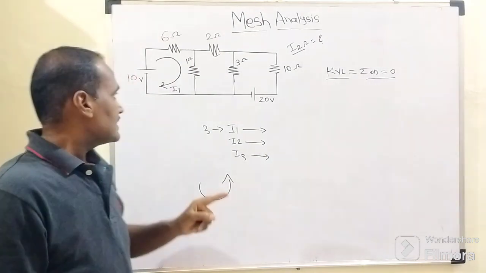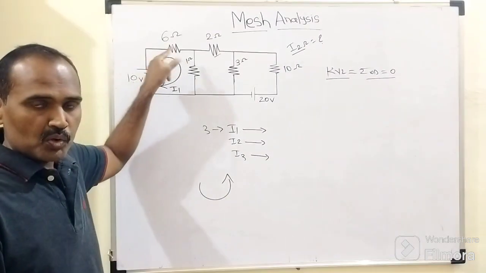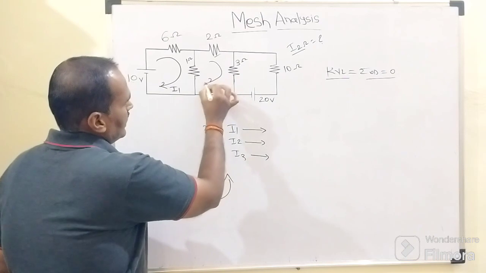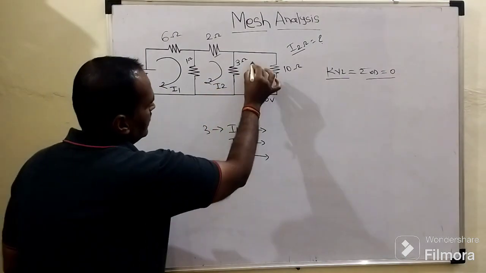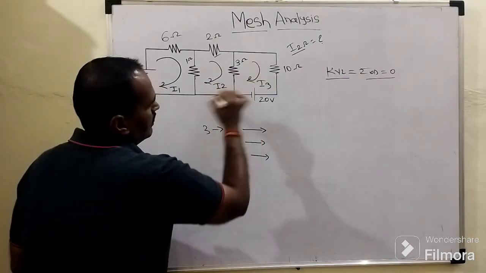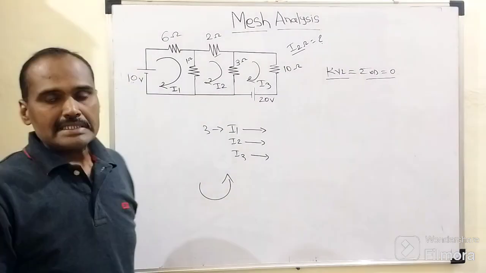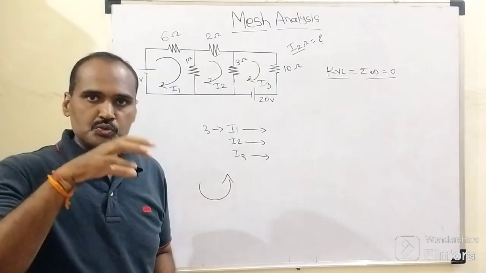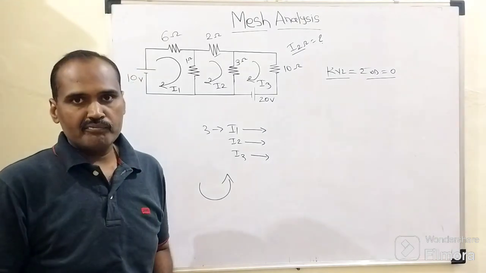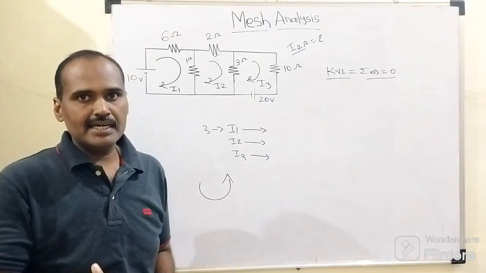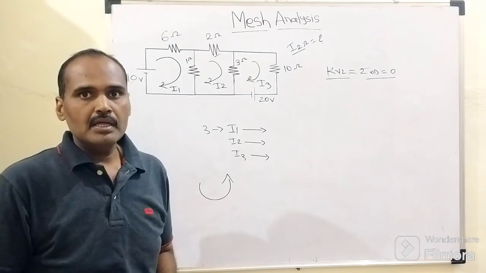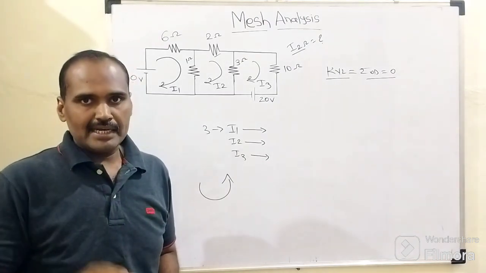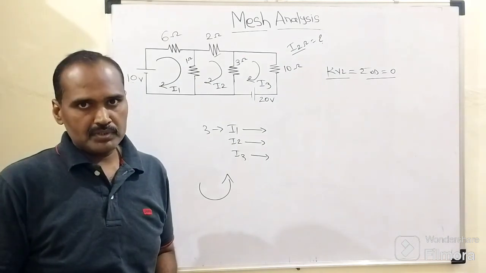Now, once it is decided that I1 flows in the clockwise direction, in the same manner this will be the direction of current I2, and this will be I3. So the most important step in mesh analysis is to observe how many meshes we have, and once that is decided, to look at how the fundamental current flows through each and every mesh, either in the clockwise or anti-clockwise direction.